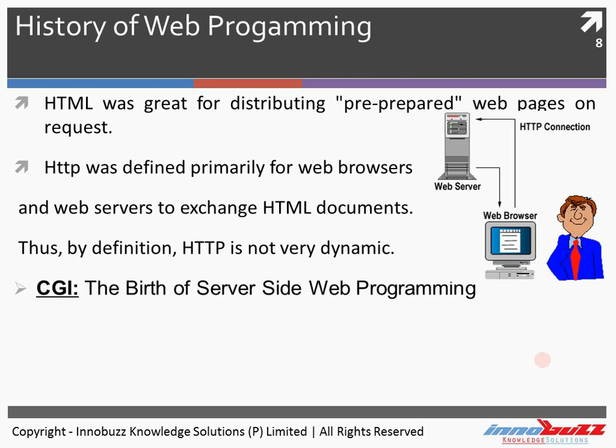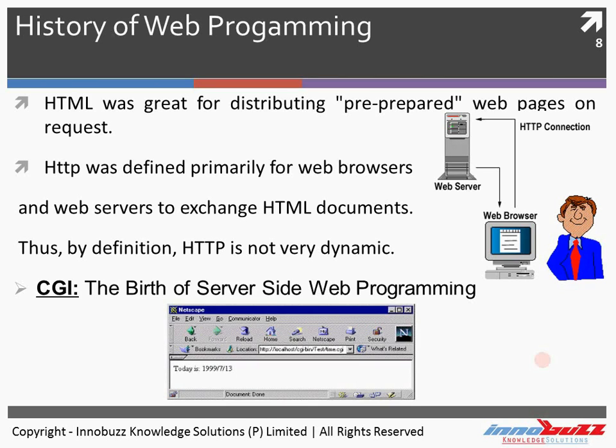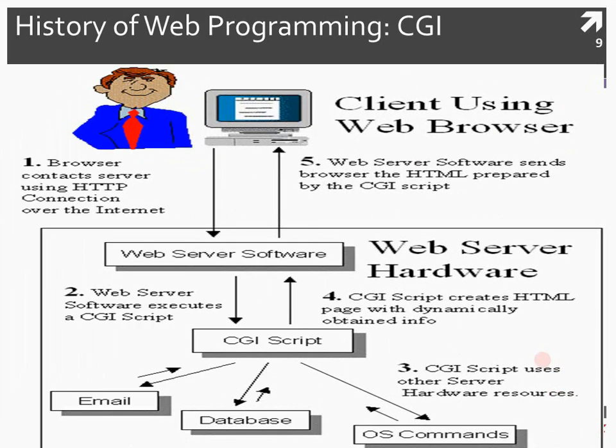Therefore, the birth of server-side programming came, that is the Common Gateway Interface, what we commonly know as CGI. The CGI script, on the other hand, can access the time and date resources of the operating system and independently output the current time whenever it is called, without the author even having to do anything. Therefore, it is dynamic. You can see an example, it is dynamic, and that's how CGI came into the picture. This is the history of the common gateway interface.